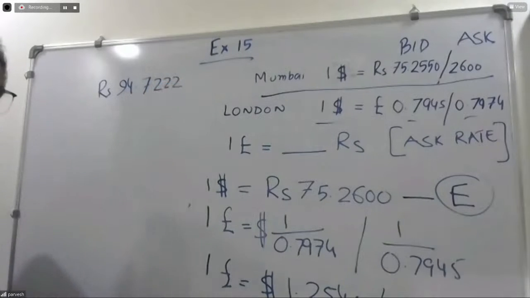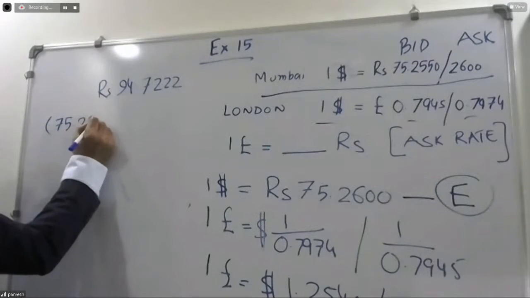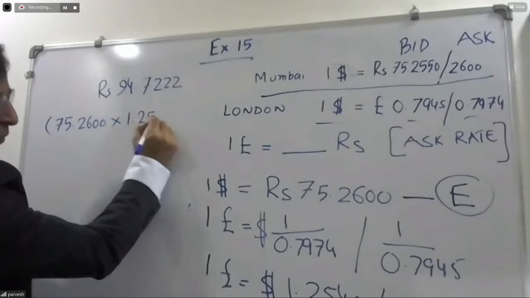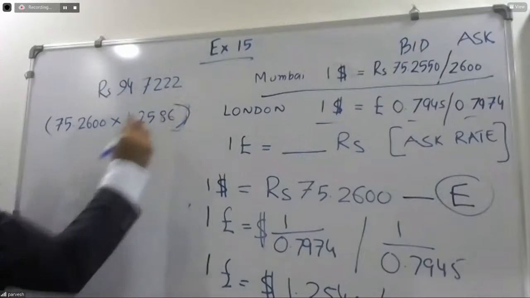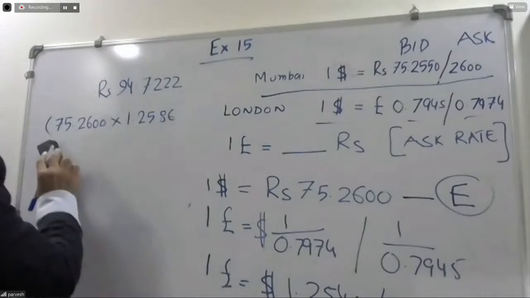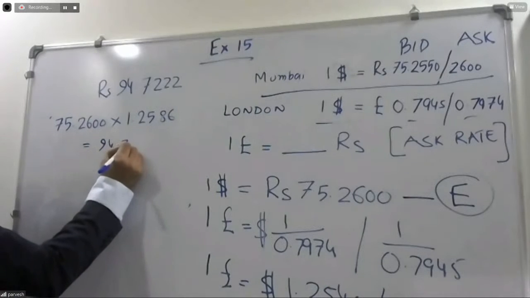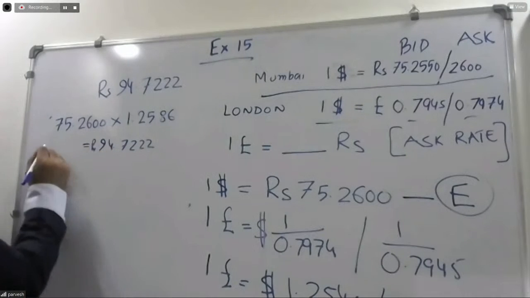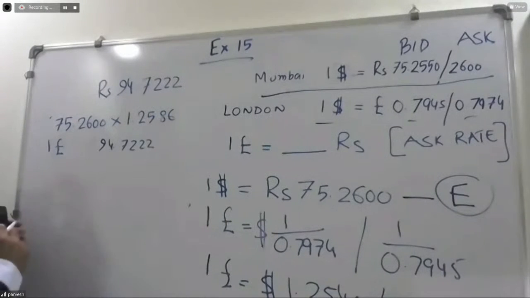So we'll get the desired rate, which is rupees 94.722. How have we got this? By simply multiplying 75.2600 into 1.2586. So this is equivalent to 94.722222 rupees. So 1 pound will be equal to so many rupees.